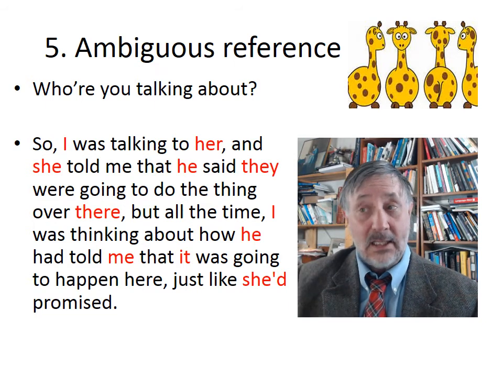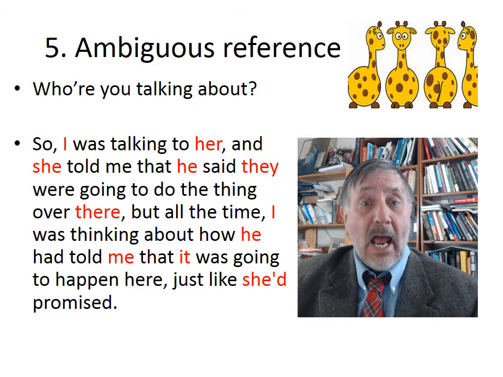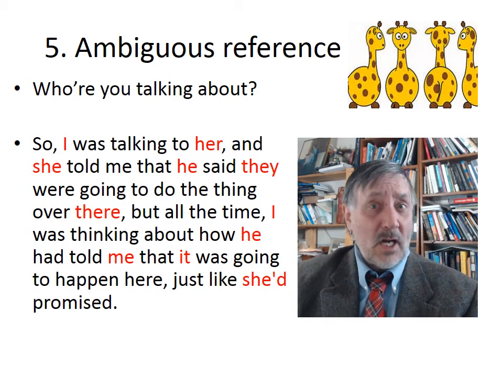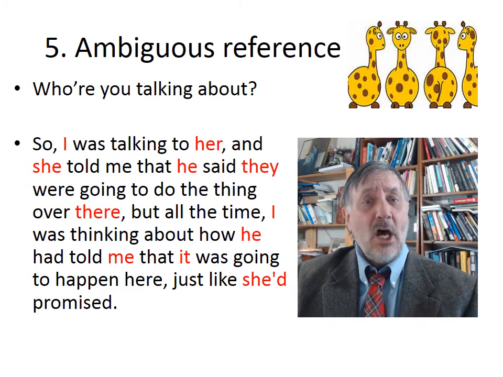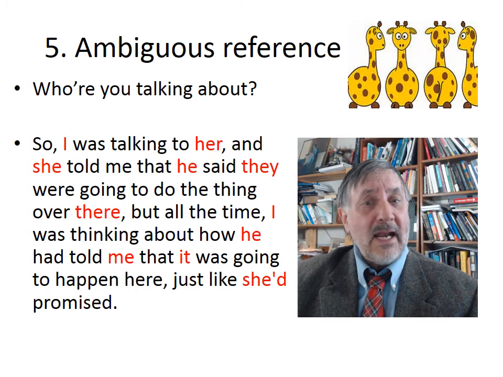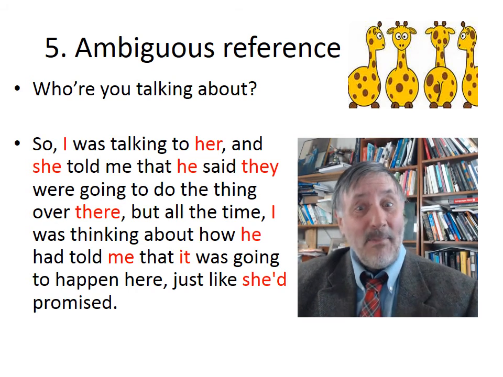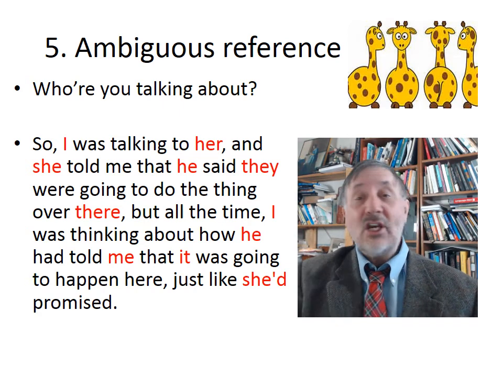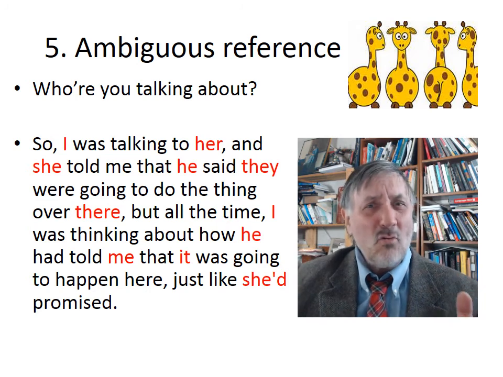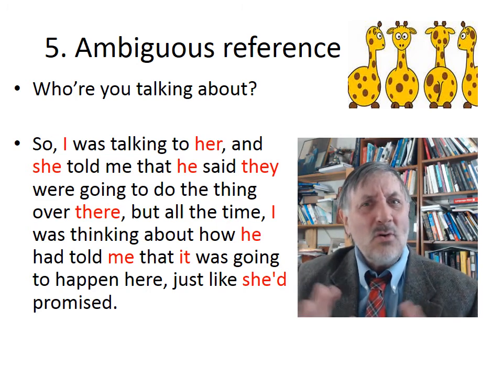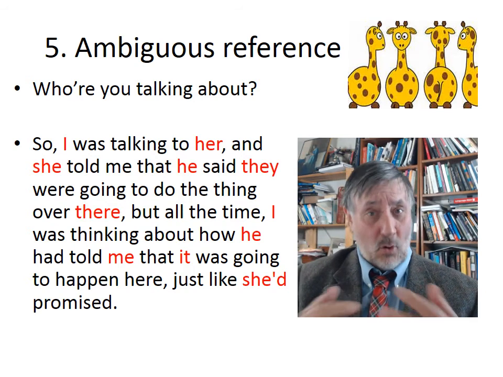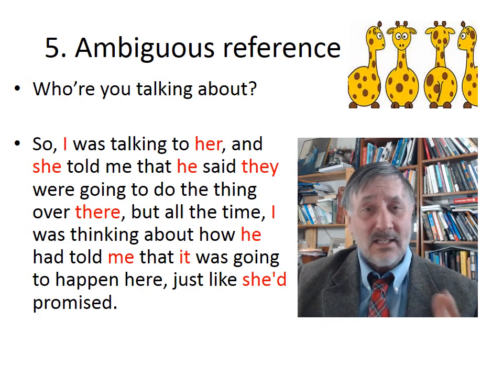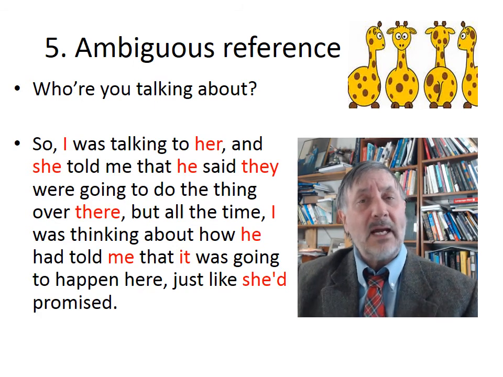So take a look at the example over here, and you'll see how confused you would be if somebody actually talked like this. And I've known people who talk like this. They just launch in and they say something like, so I was talking to her, and she told me that he said they were going to do the thing over there, but all the time I was thinking about how he had told me it was going to happen here, just like she had promised. You see, so who? I mean, wait a second, slow down. Who's he? Who's she? I mean, the only pronoun references I really understood were here and I. I mean, everything else is ambiguous. Okay, so that's what we mean by ambiguous reference.